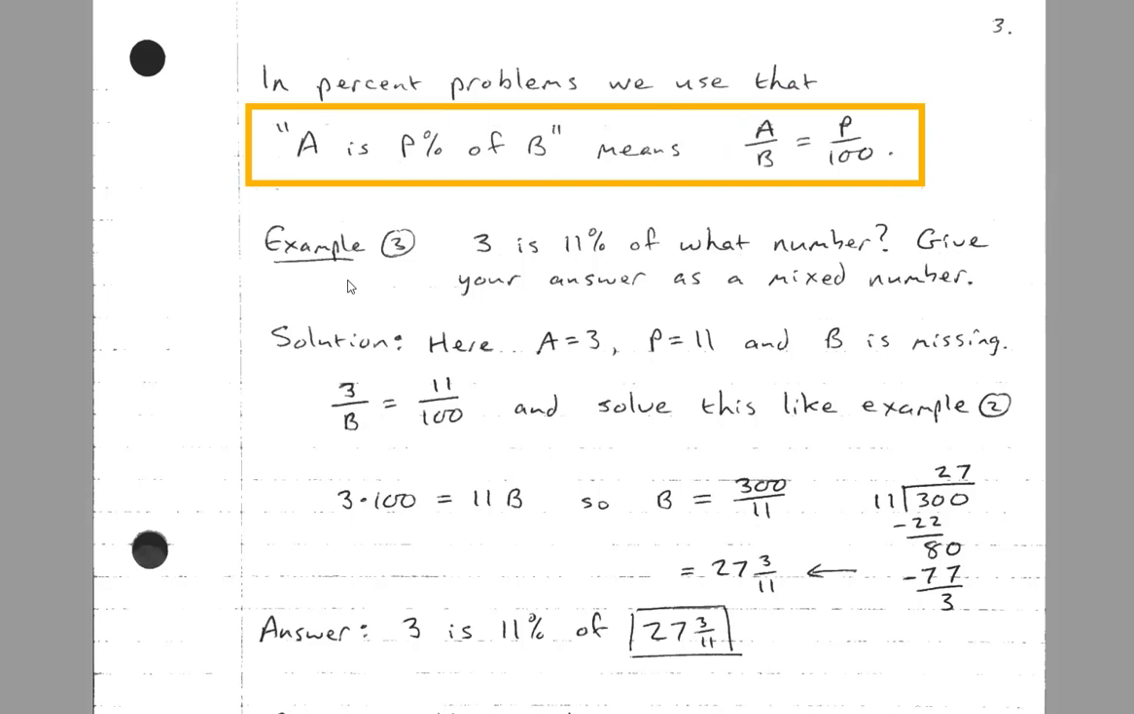Example 3. 3 is 11% of what number? And give your answer as a mixed number. Okay, so we're comparing these two. So the A is 3, P is 11, and we're looking for the B. So B is the base. Think of A as a part of the base.